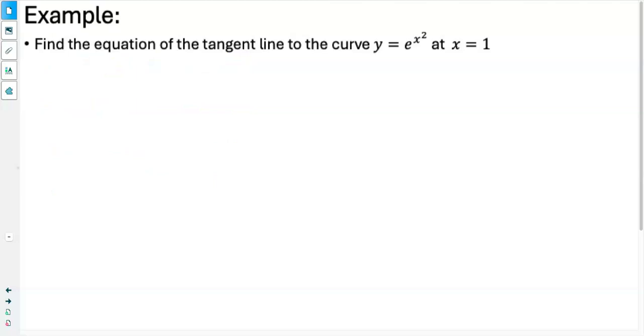Okay, next example, we're going to find the equation of the tangent line to the curve y equals e to the power of x squared at x equals 1. So first thing I probably want to do is find my tangent point. I'll substitute 1 into our equation for x. So that gives us e to 1 squared, which is just e. So our tangent point is going to be 1 comma e.